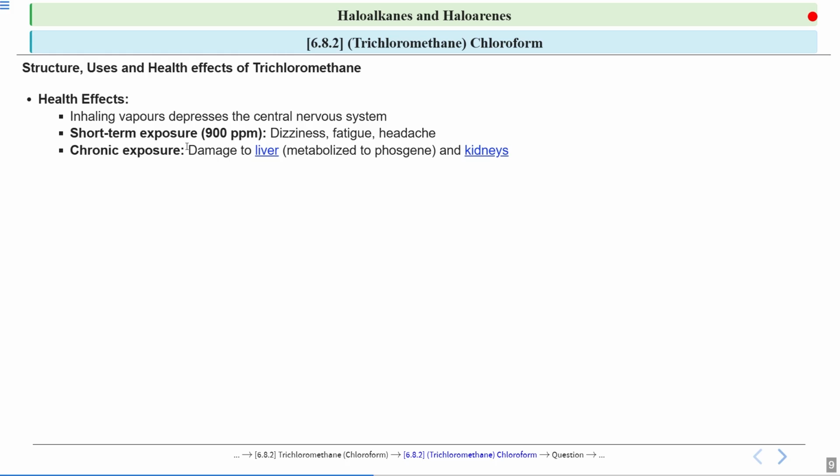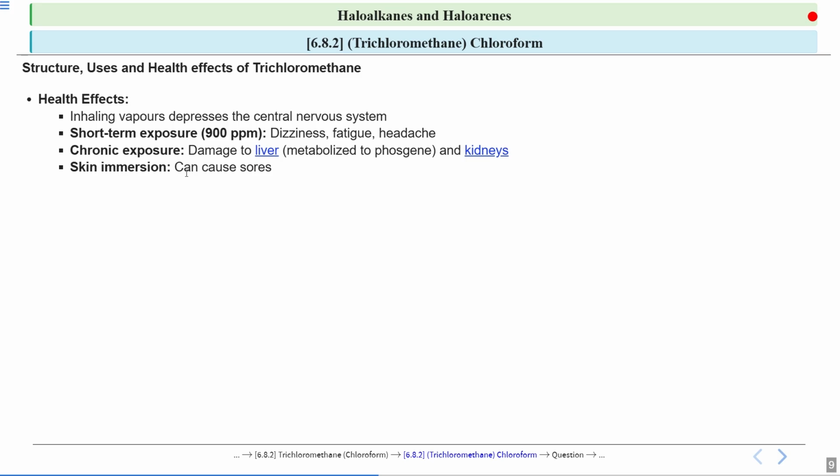If you take a large amount of chloroform, then it can cause damage to your liver, and it will be metabolized to phosgene, which is a very poisonous gas, very poisonous, very dangerous, and it can also damage your kidneys.